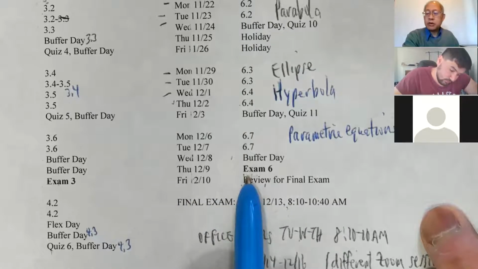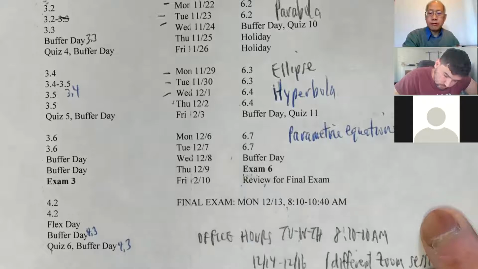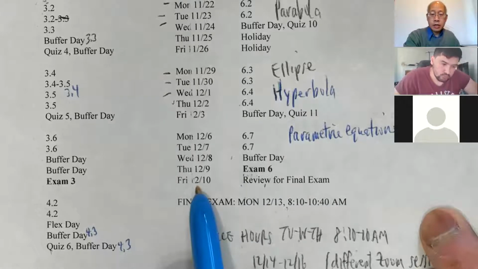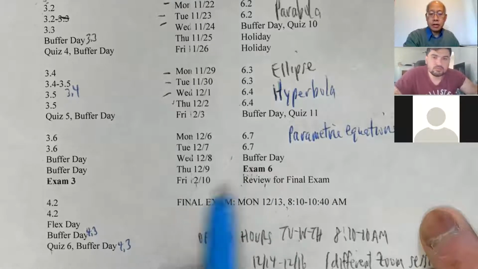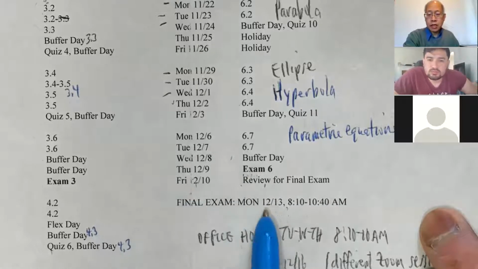Okay, so a suggestion: do 2 a day. Maybe test 1 and 2, review that on Friday, and then 3 and 4 on Saturday, and then Sunday 5 and 6, and then we take the final.